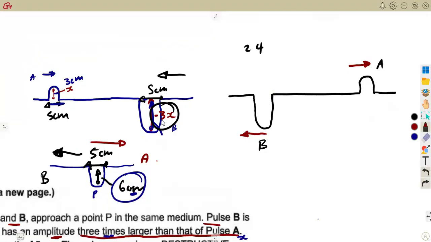So if this was 3x, which is, we say 3x is 9, it means the amplitude there at B will be 9. Remember, we said 3 times 3, which is 9 centimeters. What will be the amplitude at A? Remember, the amplitude of A is X, and X is 3 centimeters, meaning to say we've got an amplitude of 3 centimeters there. The wavelength is nothing, it's just as they were.